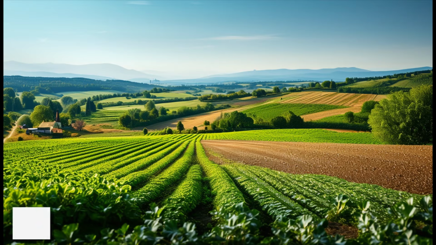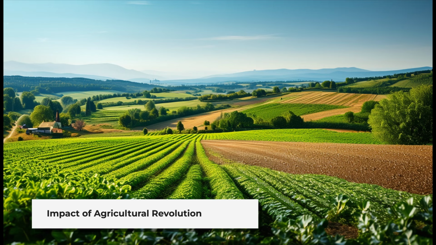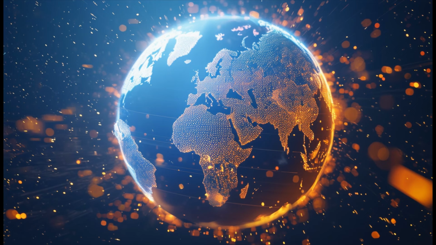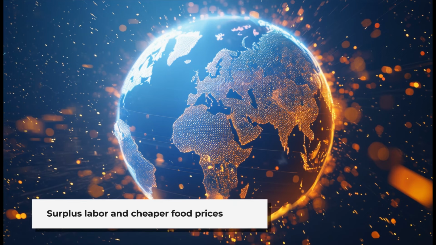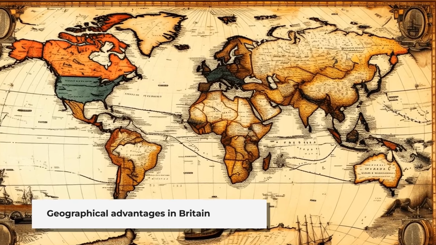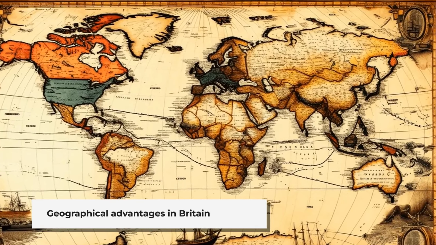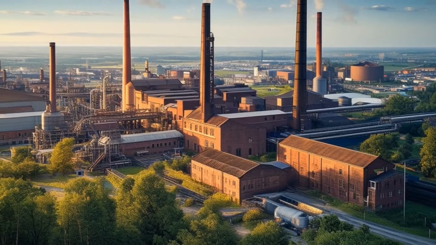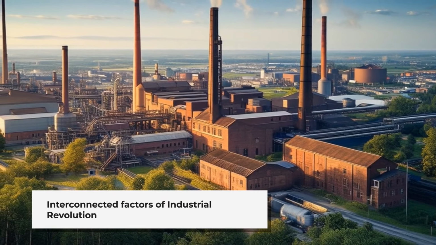The agricultural revolution also played a key role. Improved farming practices such as crop rotation, selective breeding of livestock, and better tools increased food production while requiring fewer labourers. This surplus labour force was available to work in factories, and cheaper food prices allowed workers to spend their earnings on manufactured goods. Great Britain's unique geographical and demographic advantages, including abundant coal deposits and a dense population, further facilitated industrialisation. The combination of these factors provided the foundation for the Industrial Revolution.